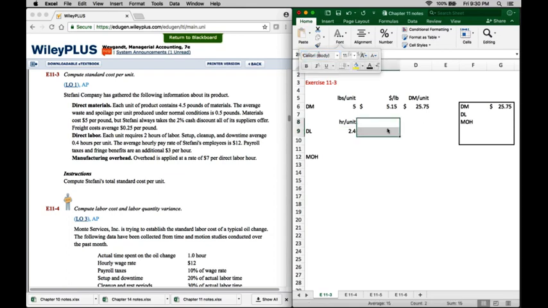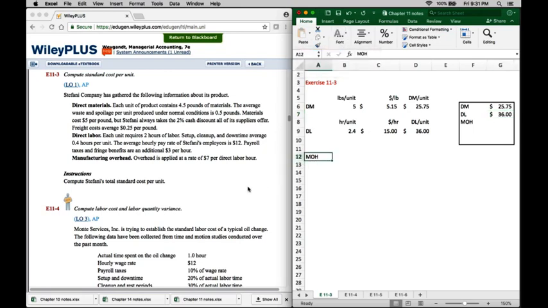So what's the actual rate of compensation for the business? It's $15 per hour. The employee is getting $12, but there's an additional $3 cost for the employer, and I'm the employer, so that's what I'm concerned with. So finally, how much is it costing me in direct labor per unit? The answer is $36, 2.4 times $15. So that's the second number that I have for the standard cost.